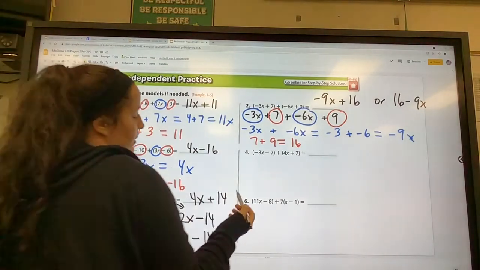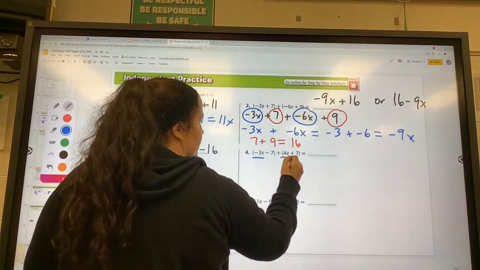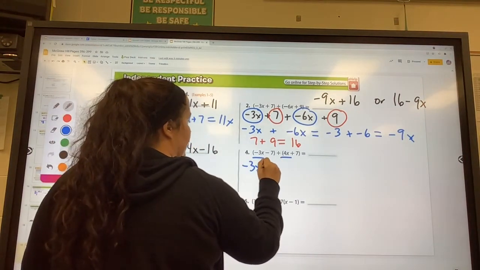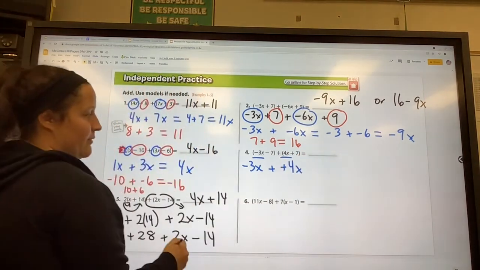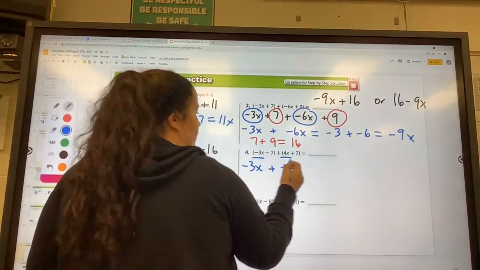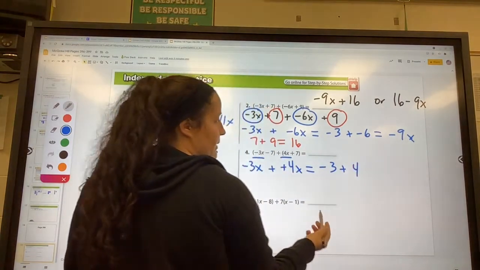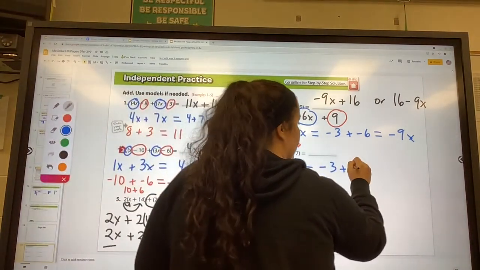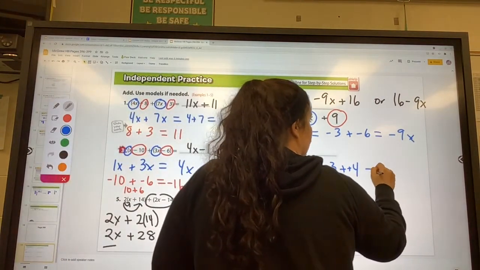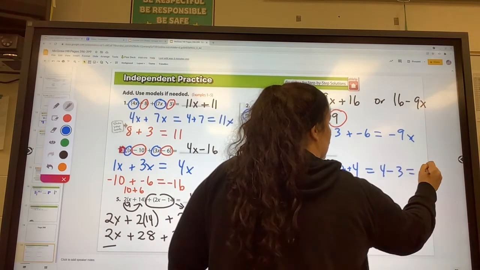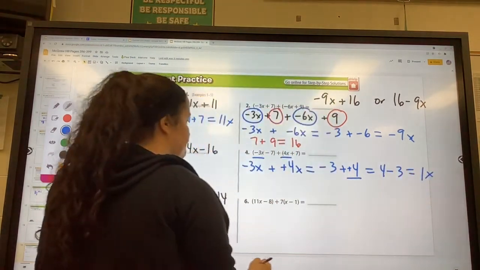Okay, I'm going to start shortcutting. I'm not going to rewrite everything, but I am going to combine my x terms. Negative 3x plus, don't forget, positive 4x. There's no negative there, okay? Well, that becomes negative 3 plus 4. Not negative 3 plus negative 4, but it's negative 3 plus positive 4. 4 minus 3. 4 is bigger, so it's positive 1x.